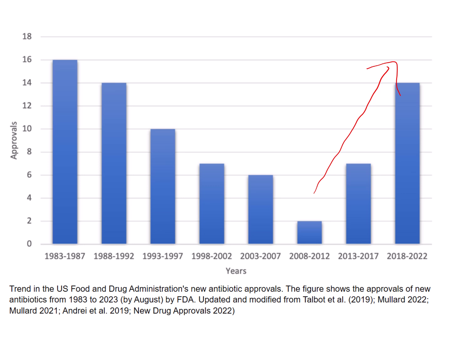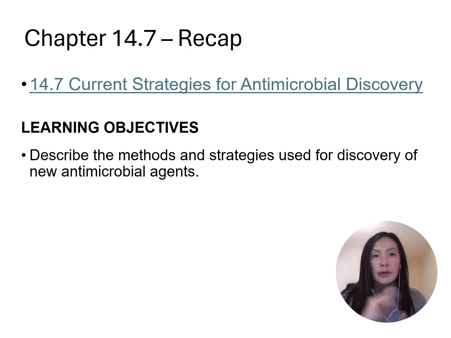So we really need more proposals for public and private partnerships to share research and discovery costs. And there's a lot of ethical debates behind this. Should drug discovery be profit-driven or publicly funded? The overall goal is that we need to ensure we have a continuous pipeline of new antimicrobial options. All right, let's recap 14.7. Describe the methods and strategies used for discovery of new antimicrobial agents.